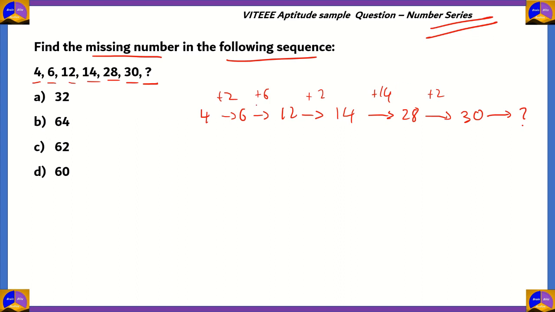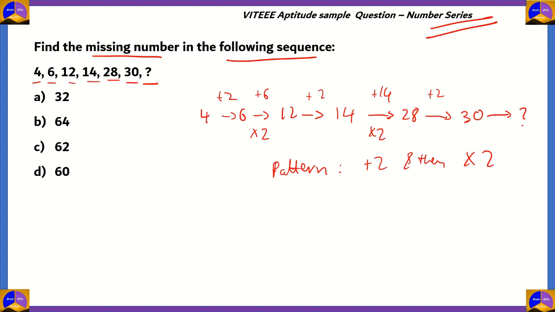Now, what is common here is that 6 plus 6 gave you 12. That also means that 6 times 2 would give you 12. Similarly, 14 plus 14 gives you 28. That means 14 times 2 will also give you 28. So the pattern here is plus 2 and then times 2.